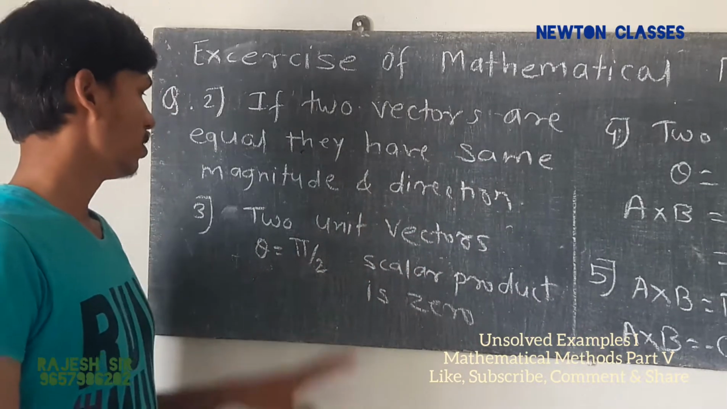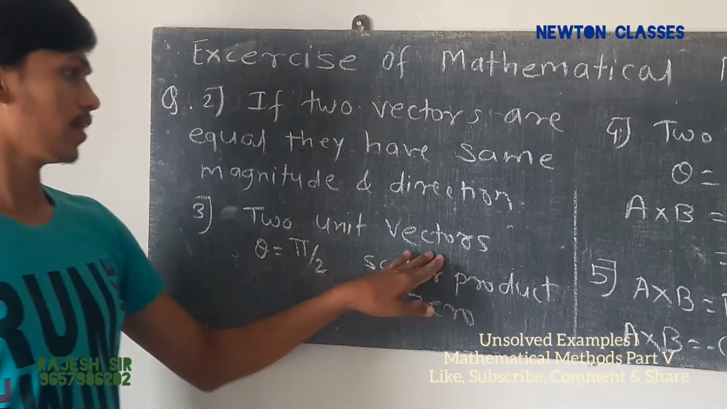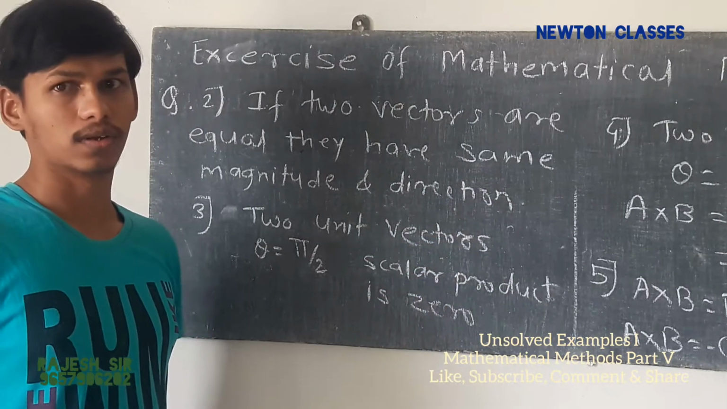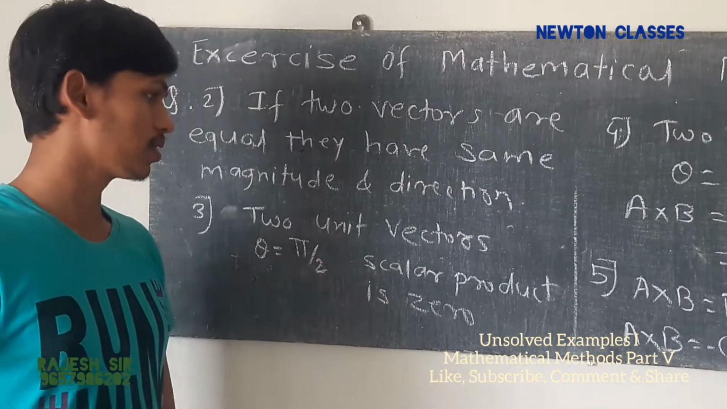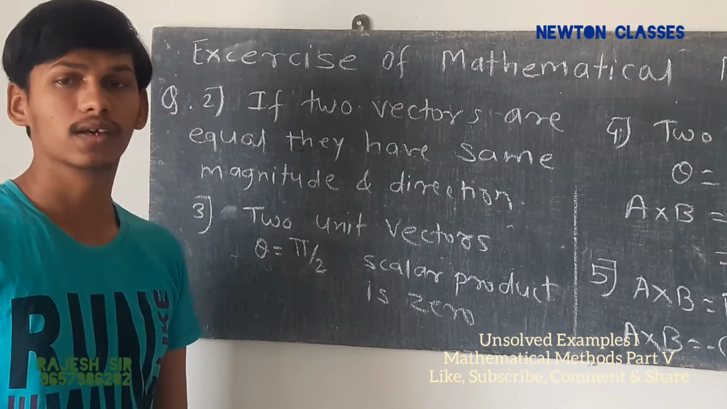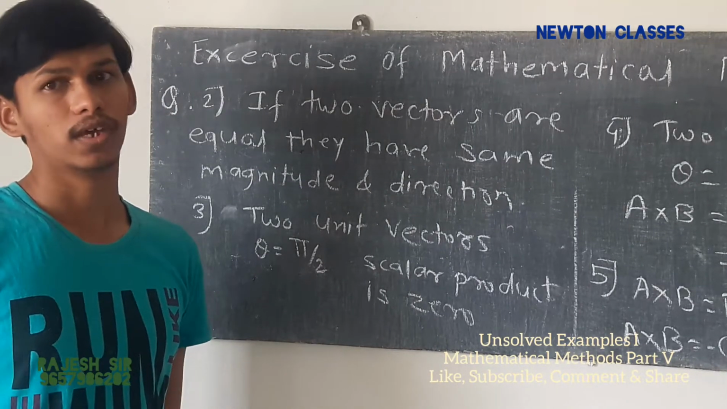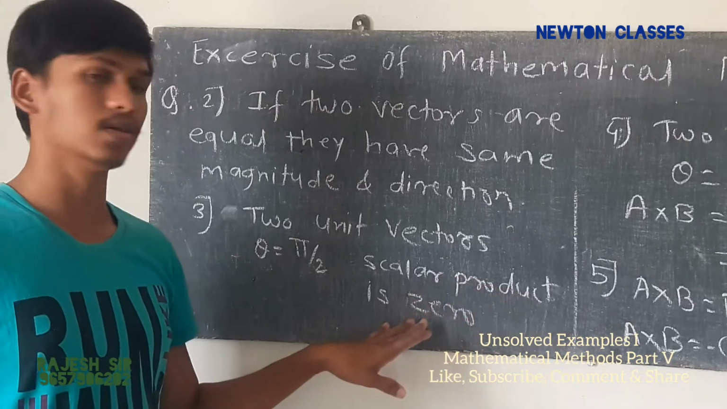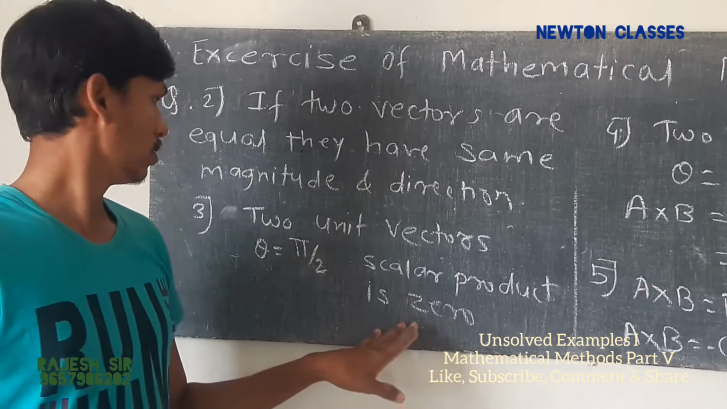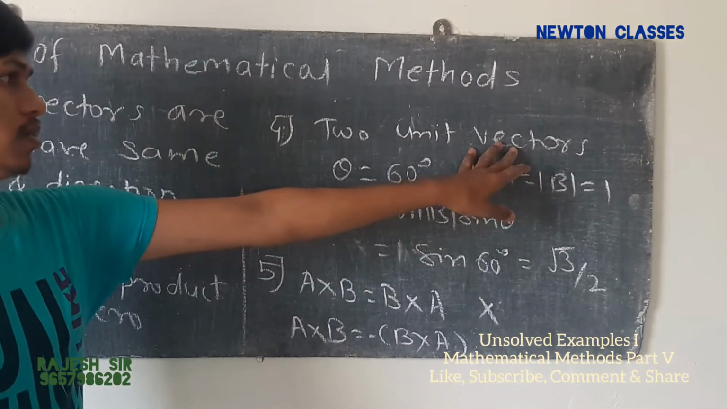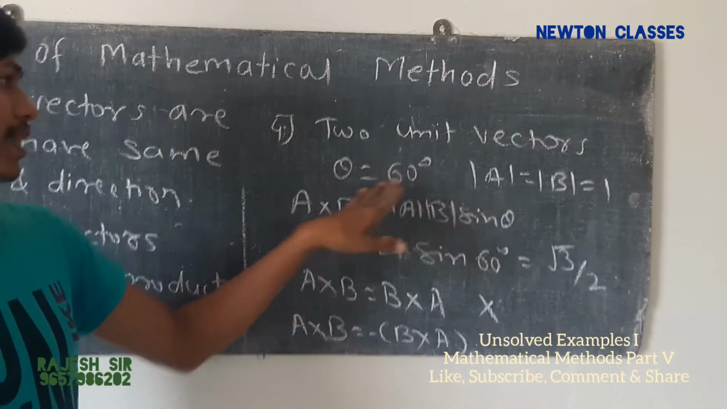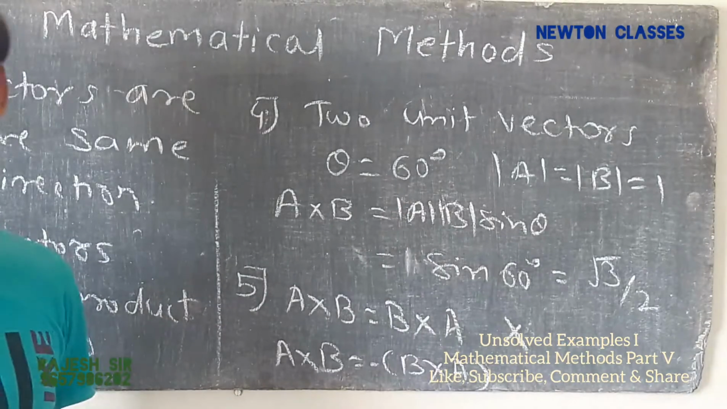The third MCQ: they have given two unit vectors that are mutually perpendicular, meaning the angle between them is theta equal to pi by 2. Then their scalar product is, we know that if two vectors are perpendicular to each other then their scalar product is 0. Therefore the answer is 0.